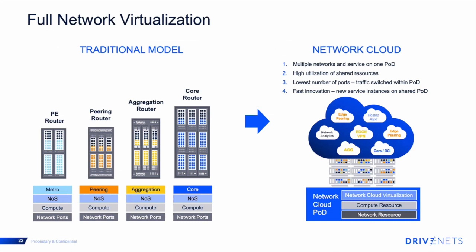So it could be that your aggregation router cannot reach its peak potential, but not because of the ports, but because you ran out of CPU cycles. And you don't even know that this is your limiting factor, or you ran out of TCAM entries, and you don't even understand that this is your limiting factor.